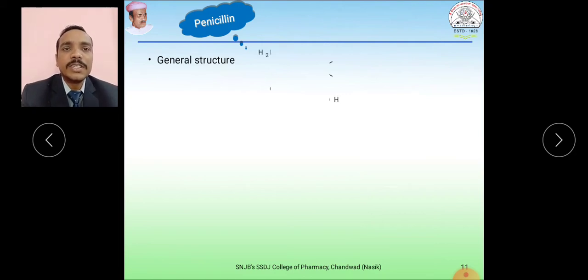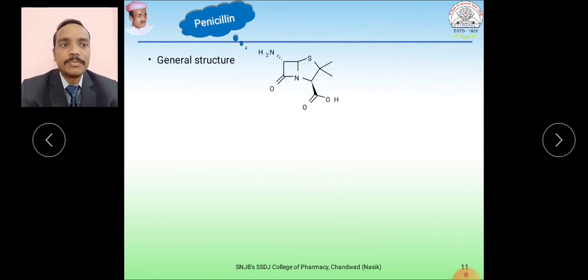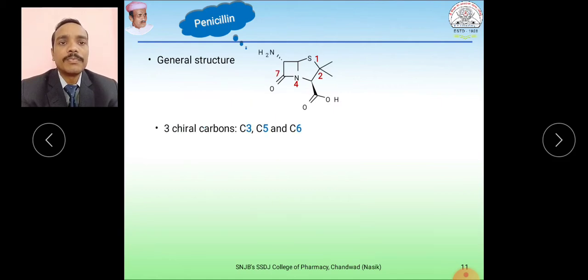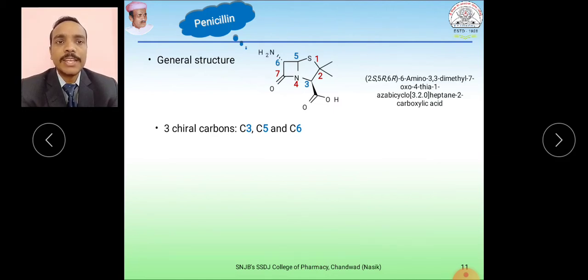So this is the general structure for penicillin. This is position one, second position, fourth position, 7 here. Now there are 3 chiral carbons: carbon 3, carbon 5, and carbon 6. So these are the 3 chiral carbons present in the general structure of penicillin.